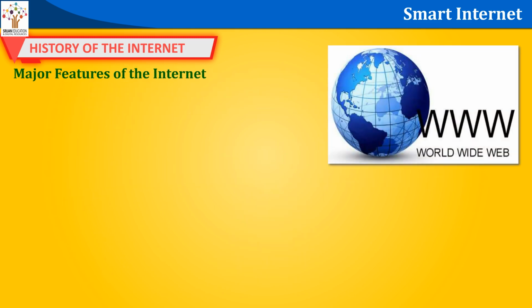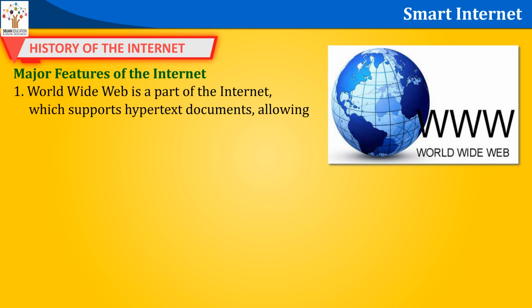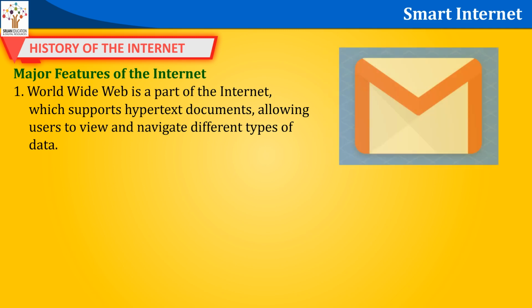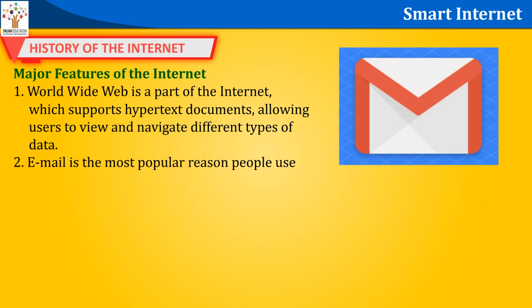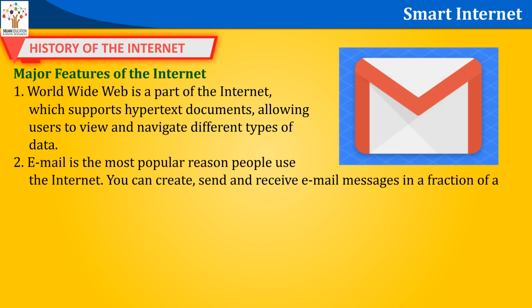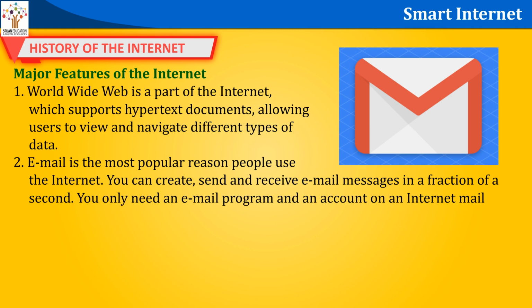Major features of the Internet. The World Wide Web is a part of the Internet which supports hypertext documents, allowing users to view and navigate different types of data. Email is the most popular reason people use the Internet. You can create, send, and receive email messages in a fraction of a second. You only need an email program and an account on an Internet mail server.